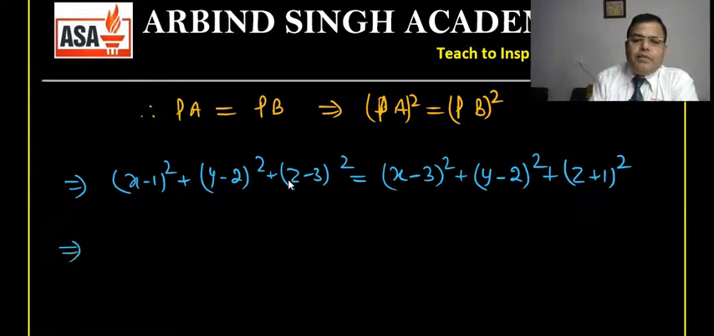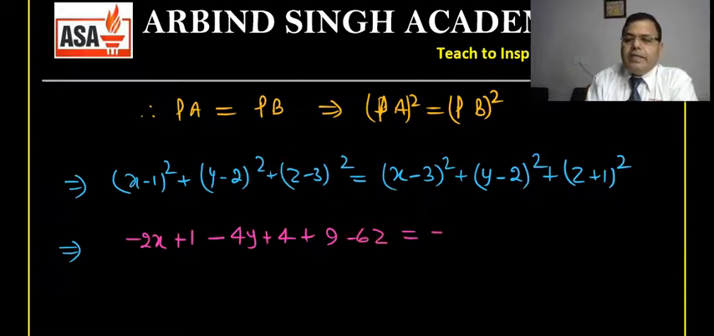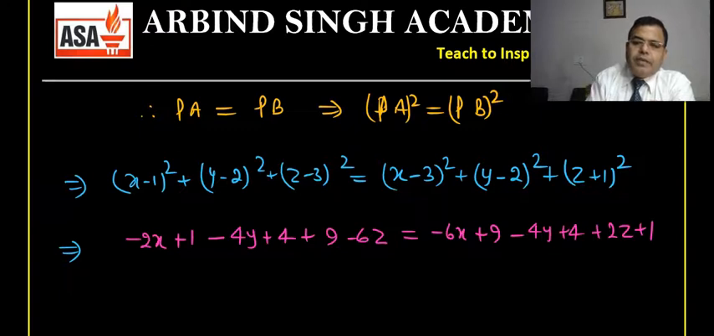Now solving these two, x square will come this side, x square, y square, z square will cancel out. And what will happen here? Minus 2x plus 1. Here minus 4y plus 4. Here minus 6z plus 9. Plus 9 minus 6z, isn't it? So this will be left here: minus 6x plus 9, here minus 4y plus 4, and here 2z plus 1 will be left. Now this minus 6x will come this side, it will be plus 6x minus 2x is 4x, isn't it? So we can write it directly, 4x here, minus 4y and minus 4y on both the sides will vanish. 4 and 4 also vanish.